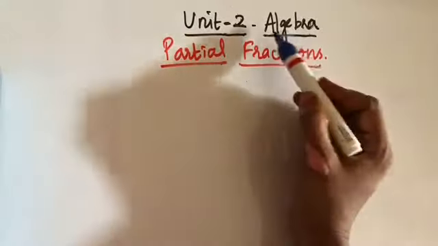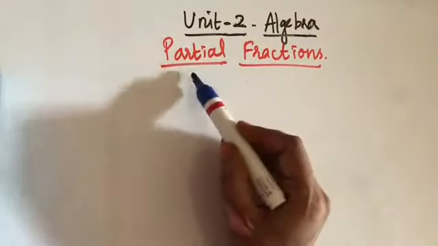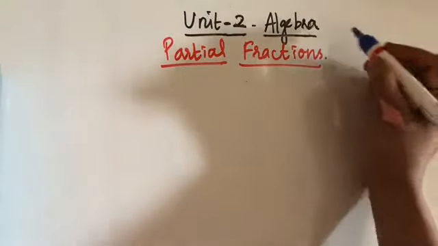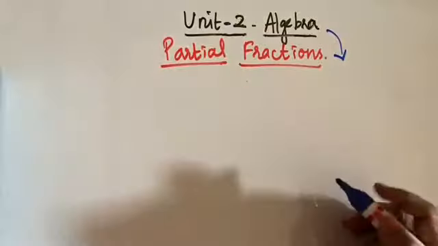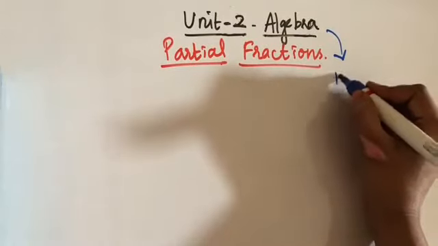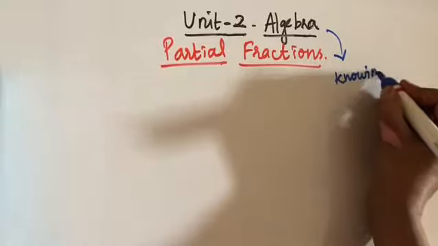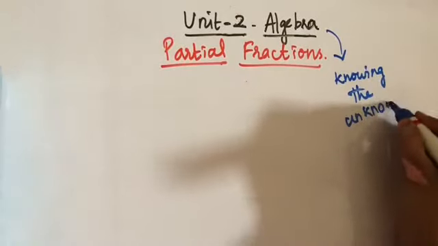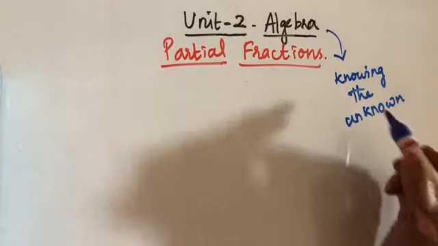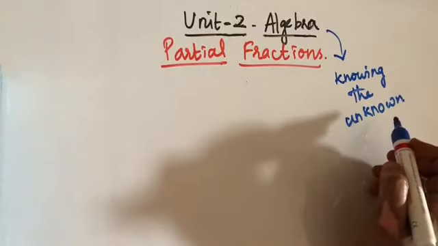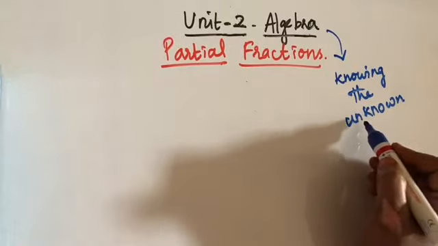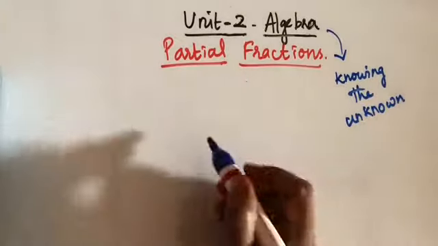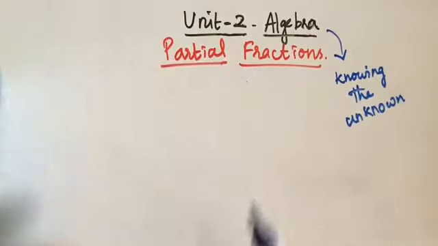Our second unit is algebra, and in that we are going to learn about partial fractions. What is algebra? Algebra is the subject of knowing the unknown values, knowing the unknown. We use this subject to find the values of variables, the unknown values. So it is knowing the unknown. In it, we are going to learn about partial fractions.